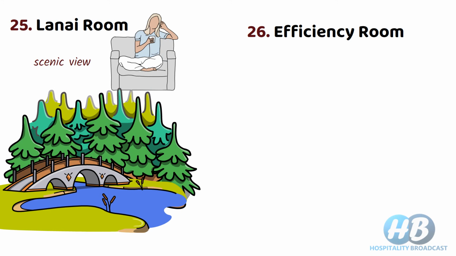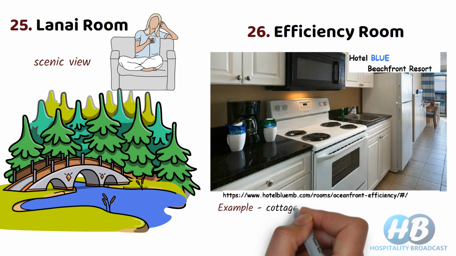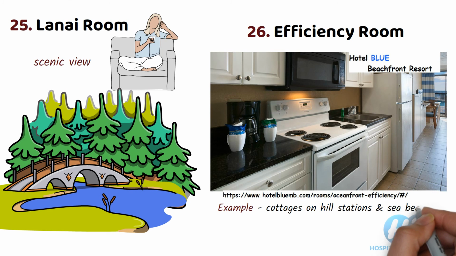Efficiency room. Normally a room which has a small kitchen area with some basic kitchen amenities and supplies. It's a kind of self-sufficient unit in itself. Nowadays, hotels also provide a living room and dining area with it. For example, cottages on hill station and beach areas.